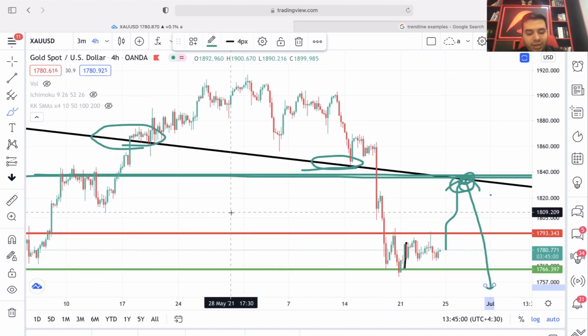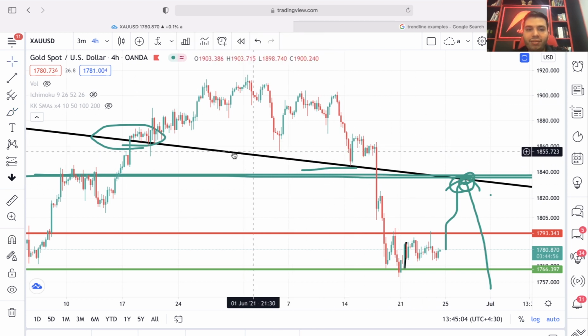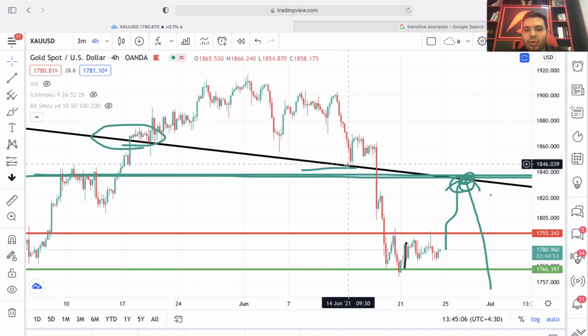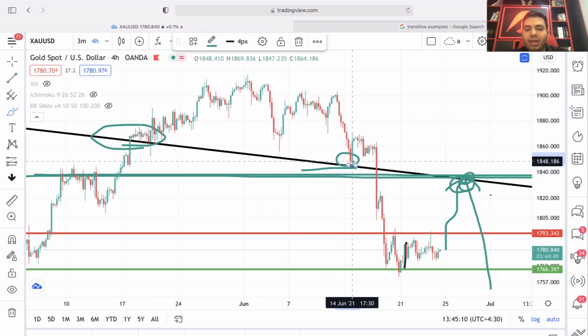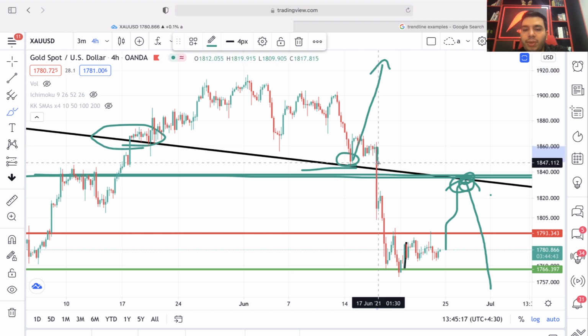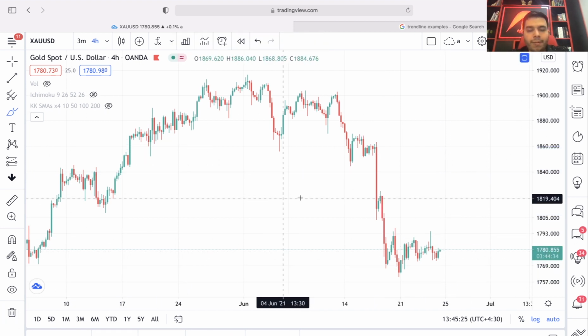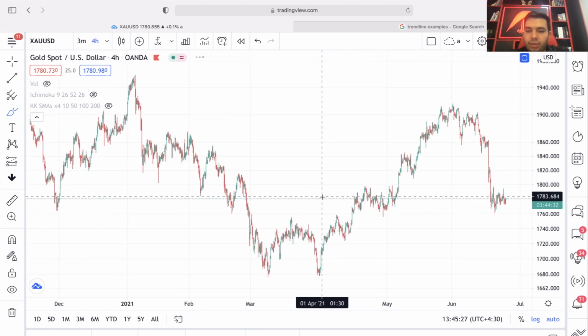We call this, guys, a pullback. Here, after this breakout, we had a pullback. We could buy this, okay? We could buy this and we could expect the price to move so much higher, but it didn't work. After this big red candle, we can actually enter a short position here after the retrace, okay? So keep that in mind too.